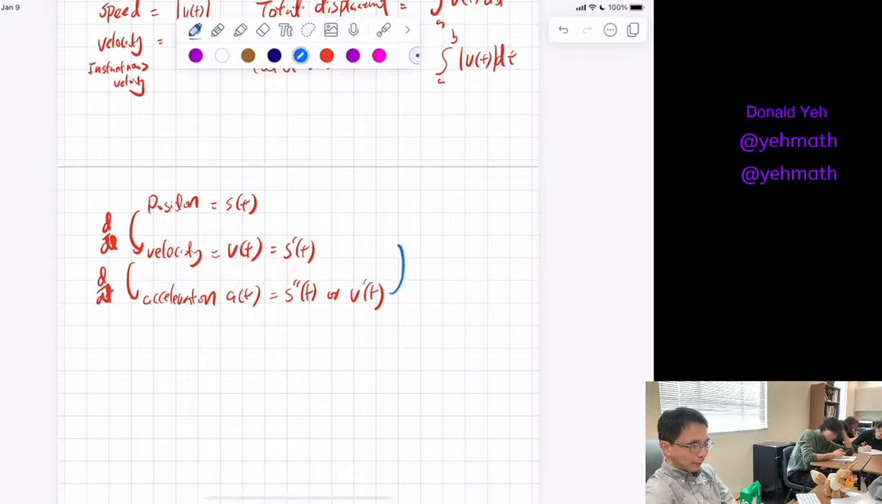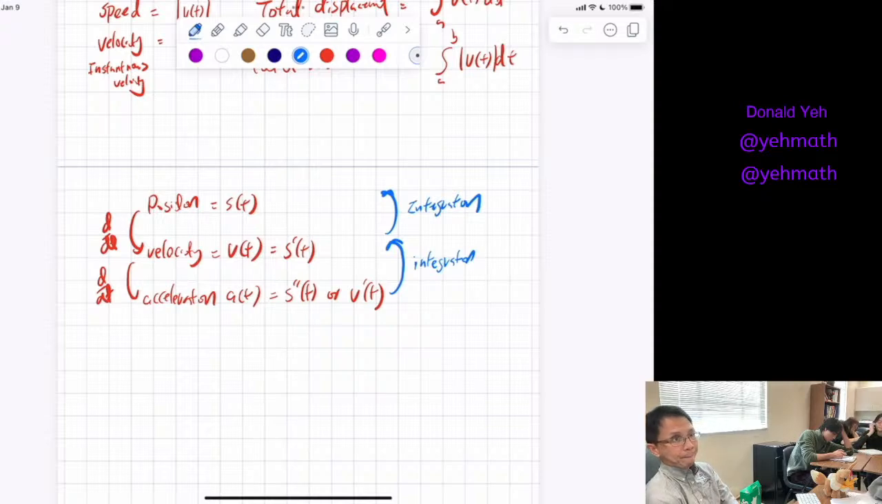Now how do I go up from acceleration? Integration. And how do I go up again? Integration. So I can actually go from acceleration to velocity, and velocity to position. Those are very, very important things. Am I going too fast? No. Okay.